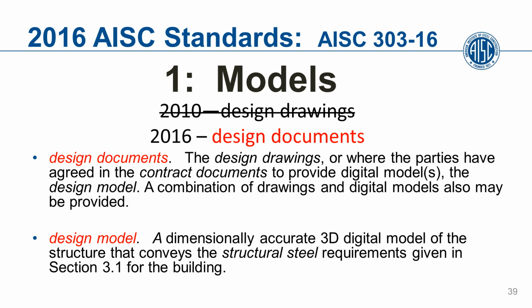There's also a definition of a design model: a dimensionally accurate 3D digital model of the structure that conveys the structural steel requirements given in Section 3.1 for the building. So you can see, even though we eliminated the term design drawings, it does appear in the definition of design documents. That means you can still use drawings, or you can use a model, or you can use a combination depending on what you want to do contractually. It's all up to you.